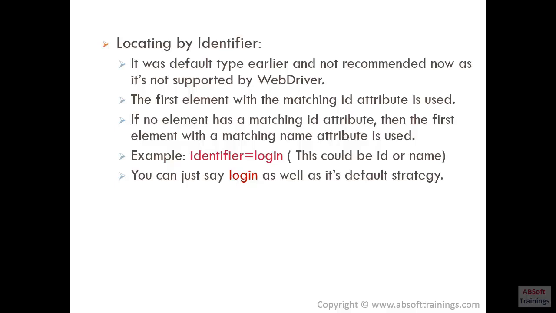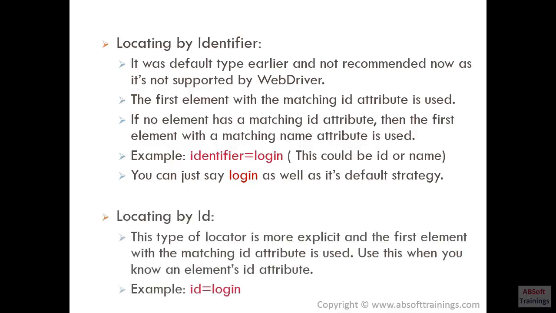The first element with matching ID attribute is used. If there is no element with matching ID, then the first element with matching name attribute is used. For example, you can just say identifier equal to login, and login could be ID or name. You can just say login as well because it's the default strategy and it picks up the type as identifier.